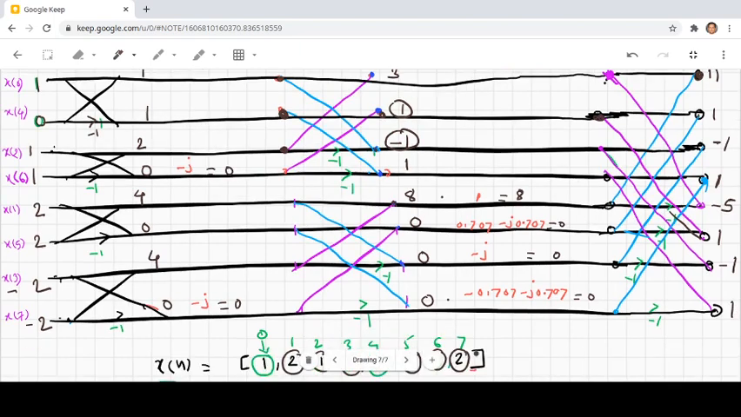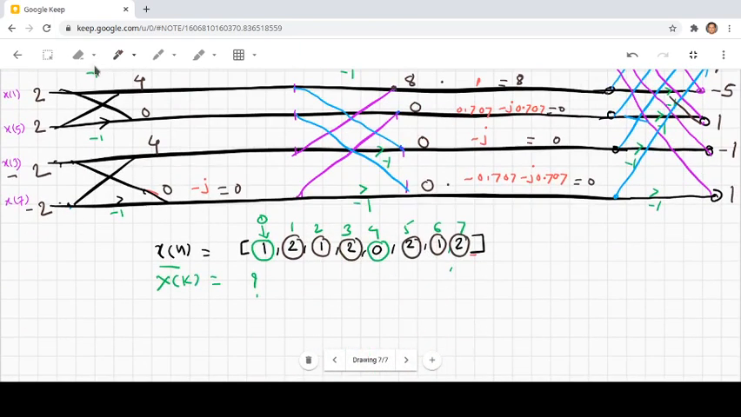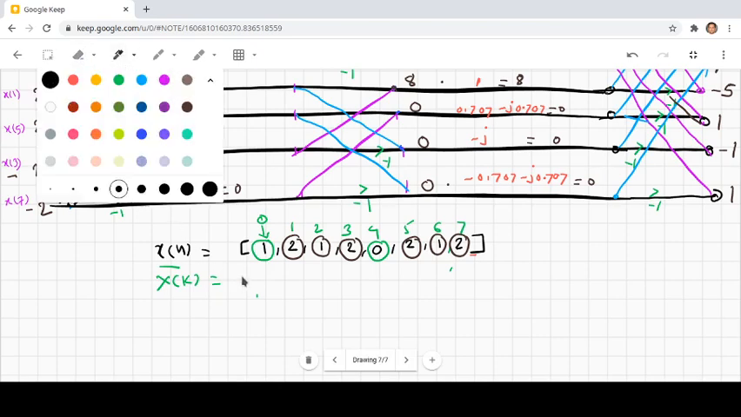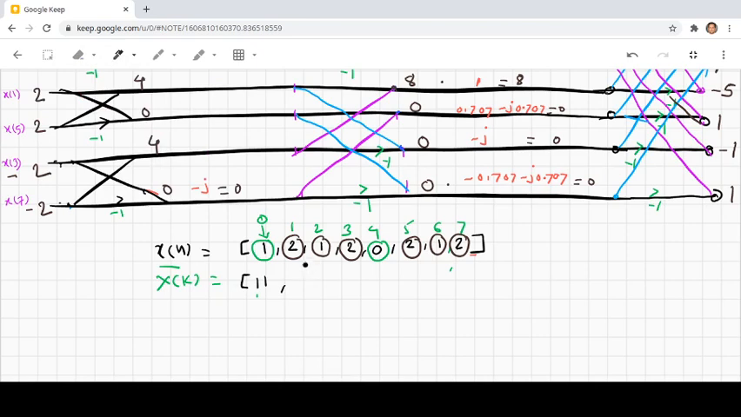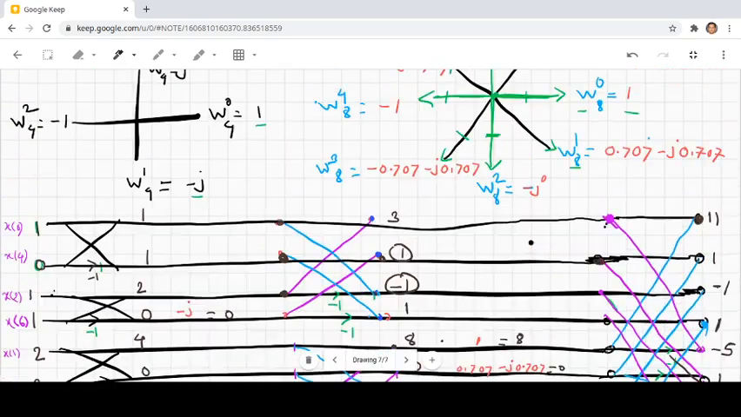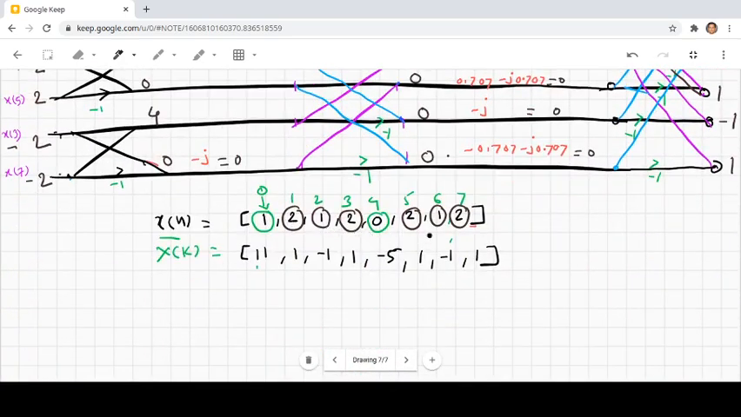So this way, if you evaluate the x of k, it comes out to be, first of all, I'll write the answer: 11, then followed by 1, then minus 1, then 1, then minus 5, then 1, minus 1, 1. That is the DFT of this sequence 1 2 1 2 0 2 1 2.